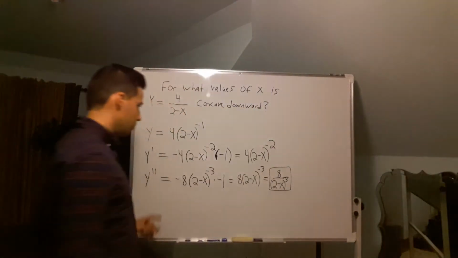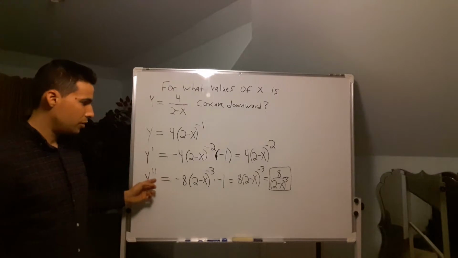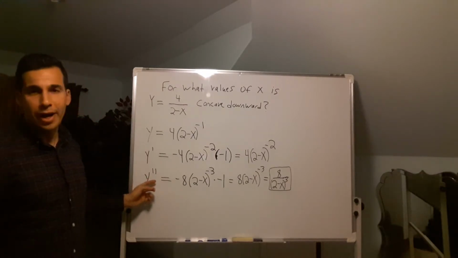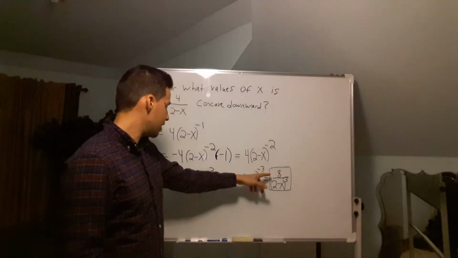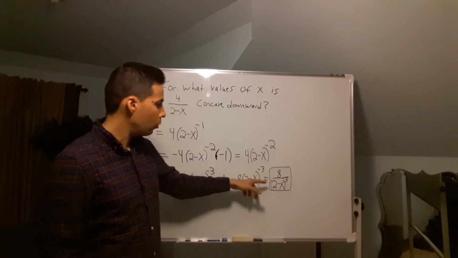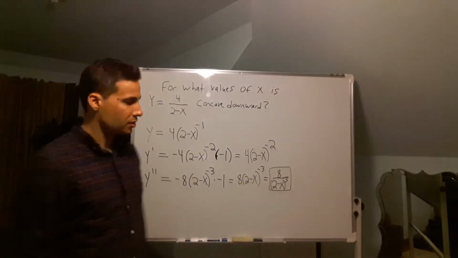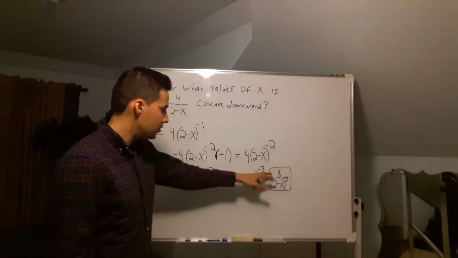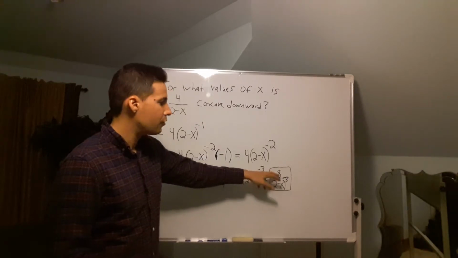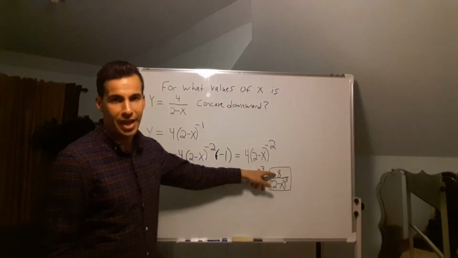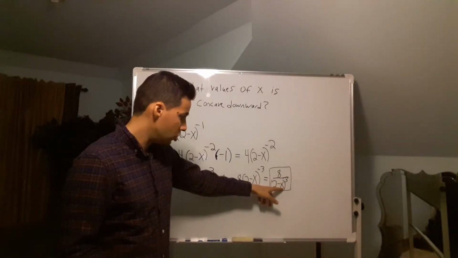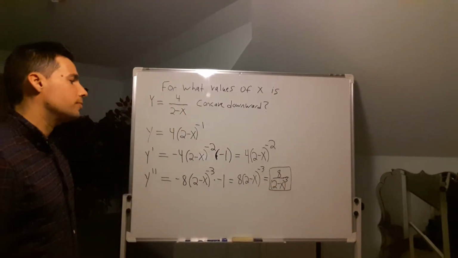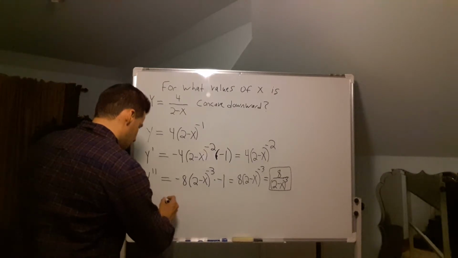Okay, so the second derivative could have a possible inflection point, which means it could have changes in concavity, only when the second derivative equals 0 or if the second derivative doesn't exist. So in this problem, the second derivative is never going to equal 0 since the numerator is 8. But the second derivative will not exist when x equals 2 in this function. So let's make a chart here.